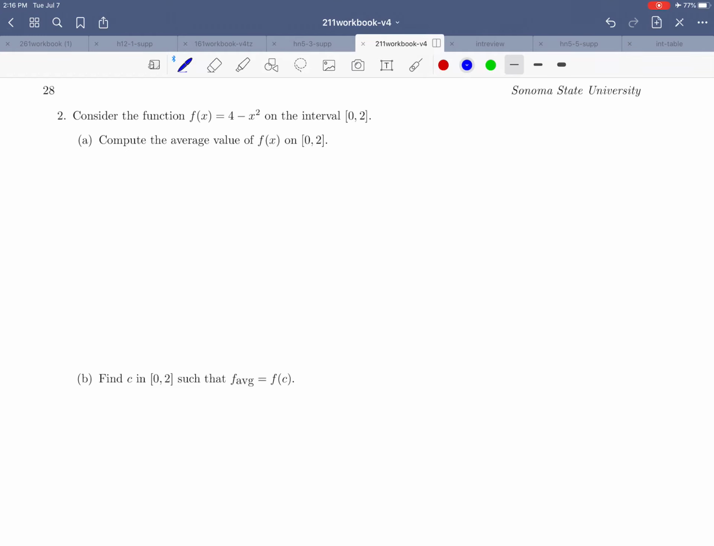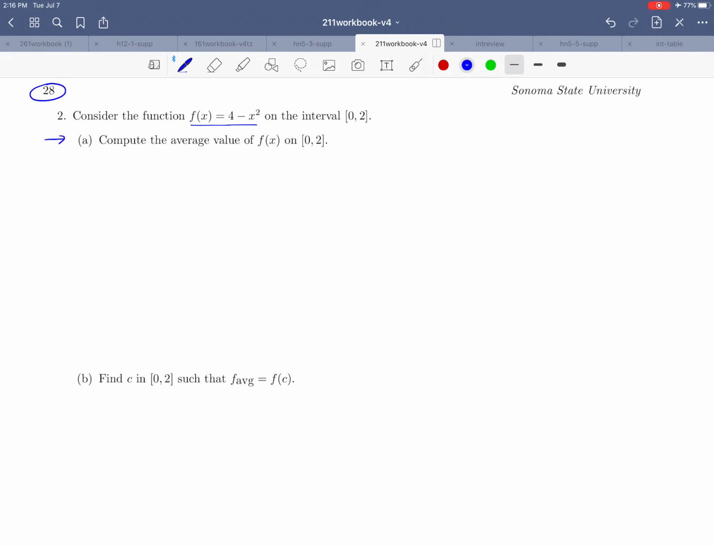Hello everybody and welcome to exercise 2 on page 28 of the workbook. And here's another exercise dealing with the average value of a function. Now let's work through this problem step by step here. So they're giving us a function f of x equals 4 minus x squared. And we're interested in it just on the interval from 0 to 2.